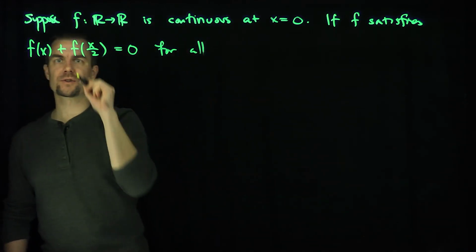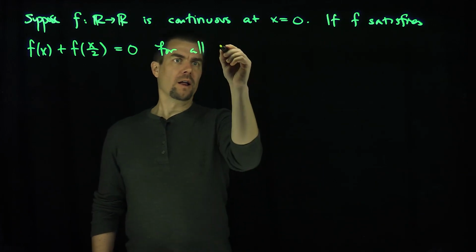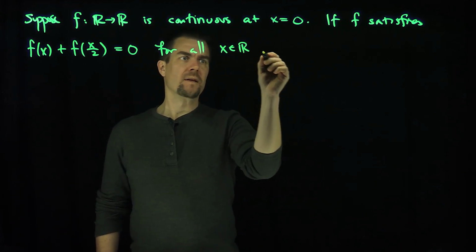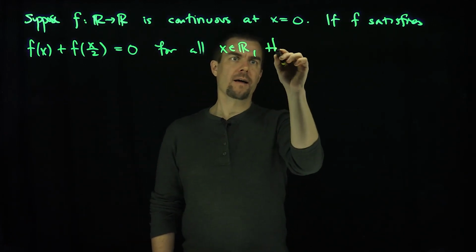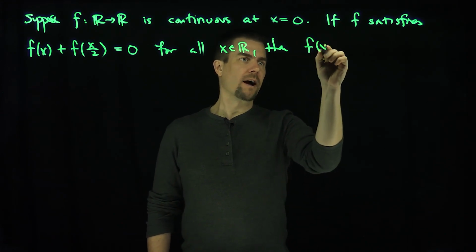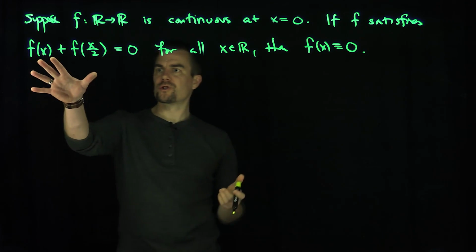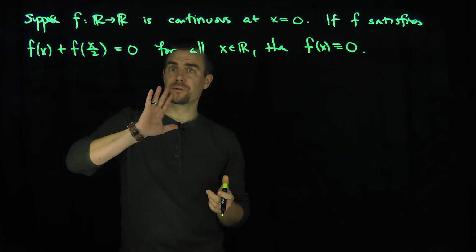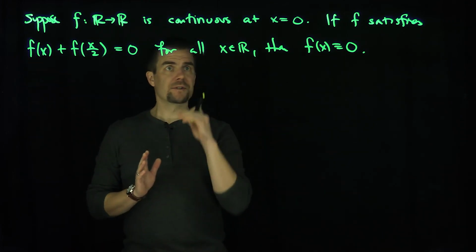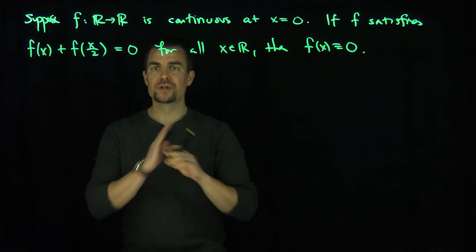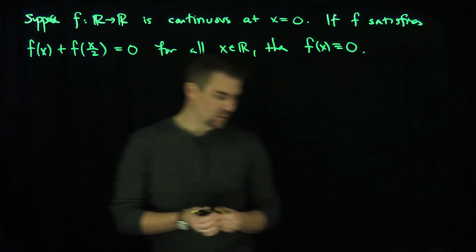For all x in R, then f of x is identically equal to 0. Okay? So in other words, if this functional relationship is true, if f of x plus f of x over 2 is equal to 0, and f is continuous at the origin, then the function is identically 0 everywhere. Let's see how this works.